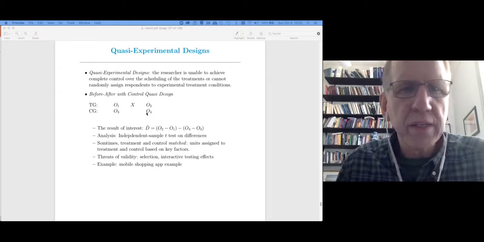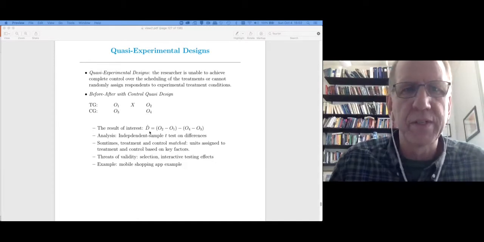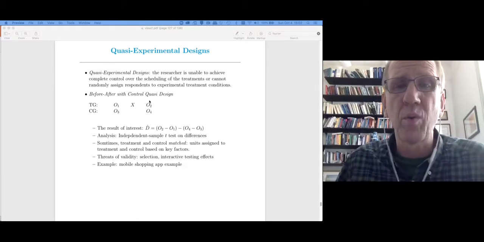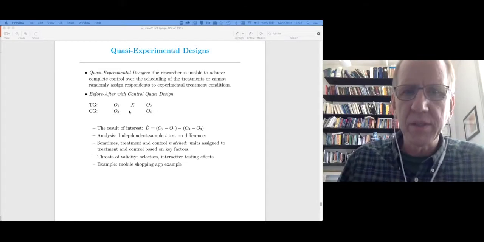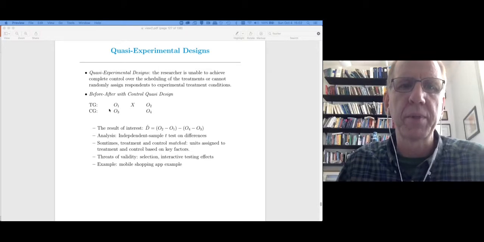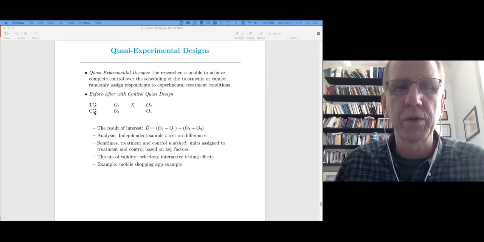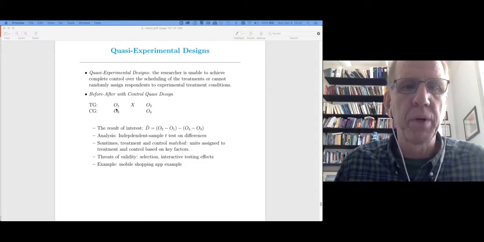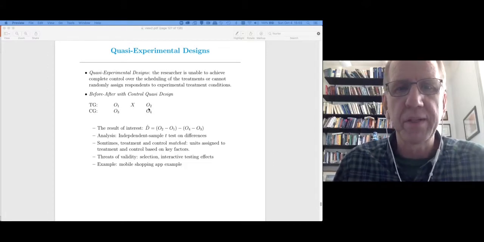Let me quickly go over two very relevant designs. One is called the before-after with control quasi design. This is where I've got two groups of sampling units. One we're going to call the treatment group, the other one is the control group. I take a pre-measure on both, then I do something, then I take a post-measure on both.